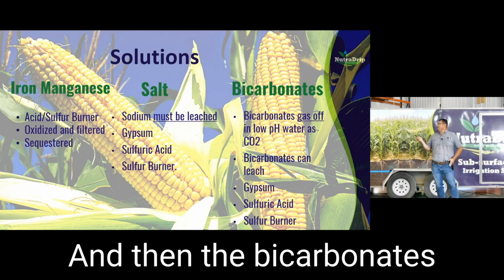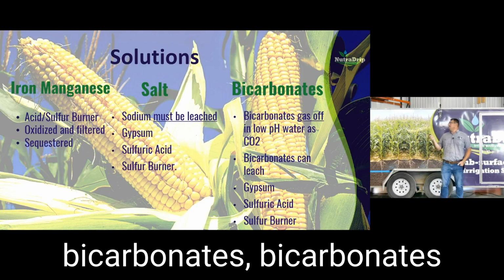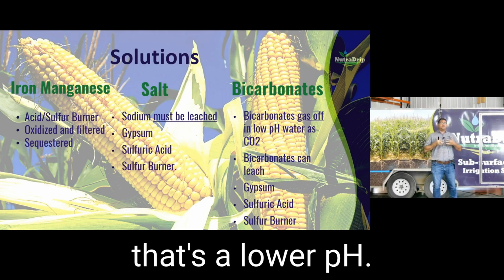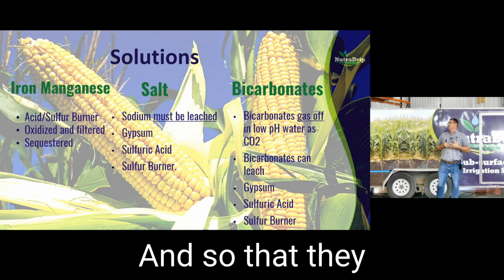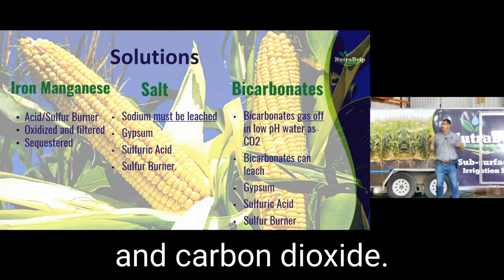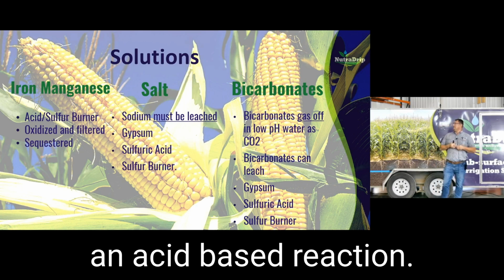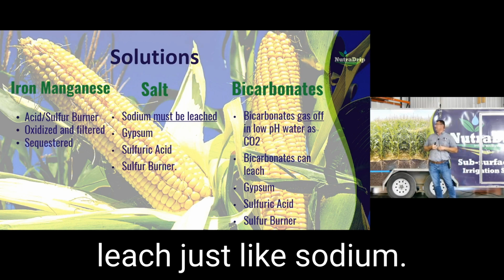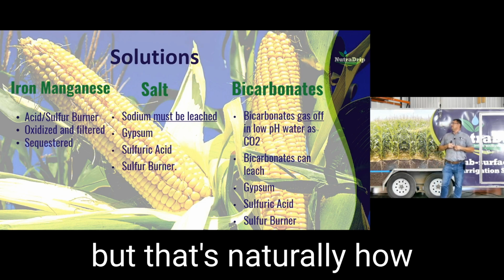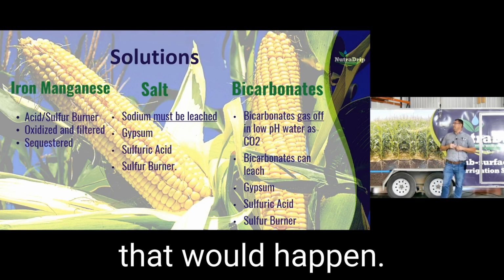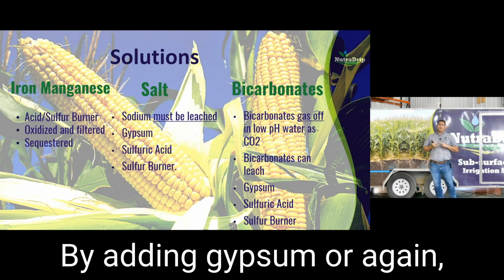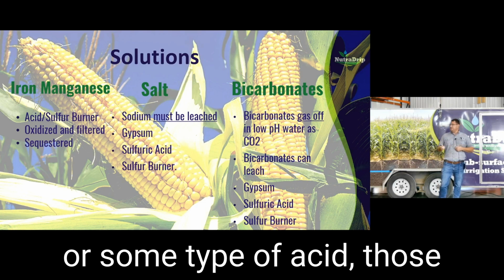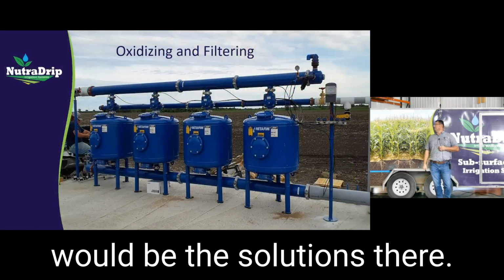And then the solution for bicarbonates: they gas off when they come in contact with an acid or something that's a lower pH, so that they actually turn into water and carbon dioxide. When that happens, it's an acid-base reaction. Bicarbonates can leach just like sodium. It's a slower process, but that's naturally how that would happen. By adding gypsum or, again, acidifying our water, whether that's with a sulfur burner or some type of acid, those would be the solutions there.